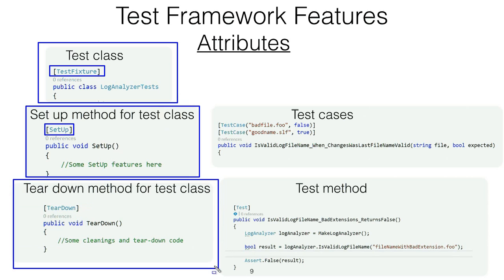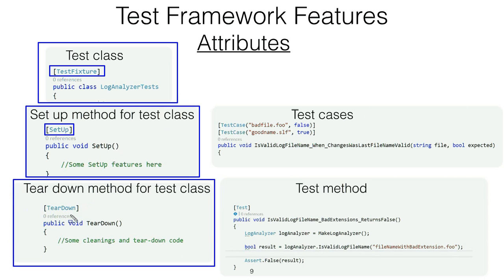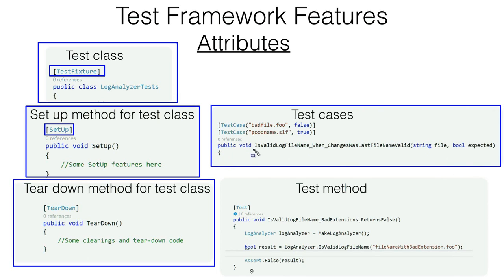In a pair with the setup, we have something called tear down, which means that some cleaning and tear down code is in that method. Also, we have the possibility to perform several test cases over one method. Like in this case, we have earlier seen the test for the method IsValidLogFileName. With the TestCase attribute, we can pass into this method a group of parameters like bad file name foo. It goes here, and our expected behavior is false. It goes in the boolean argument place, and our single method is displayed as two separate tests.